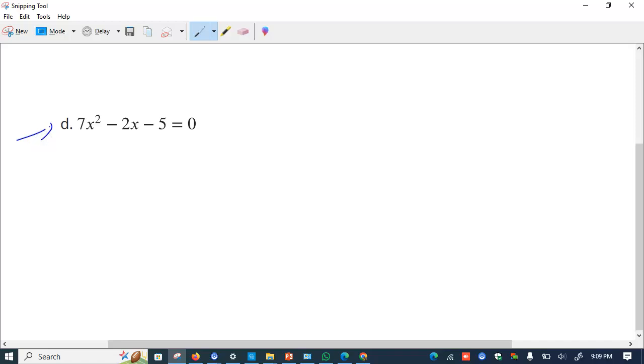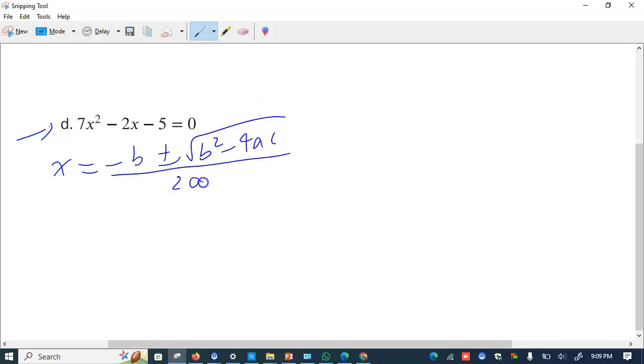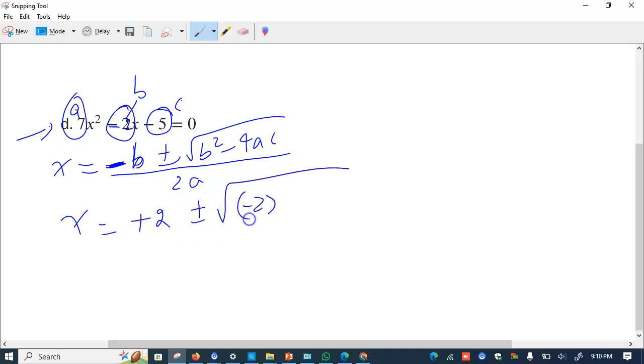Now let's use the quadratic formula here. X equals. Okay, so A is this, B is negative 2, C is negative 5. And because B is negative 2, we can write the opposite here. So minus B basically means the opposite of B, which is minus 2, and you can directly write plus 2. And this is minus 2 squared, because b squared, and then 4 times A is 7 and C is negative 5.